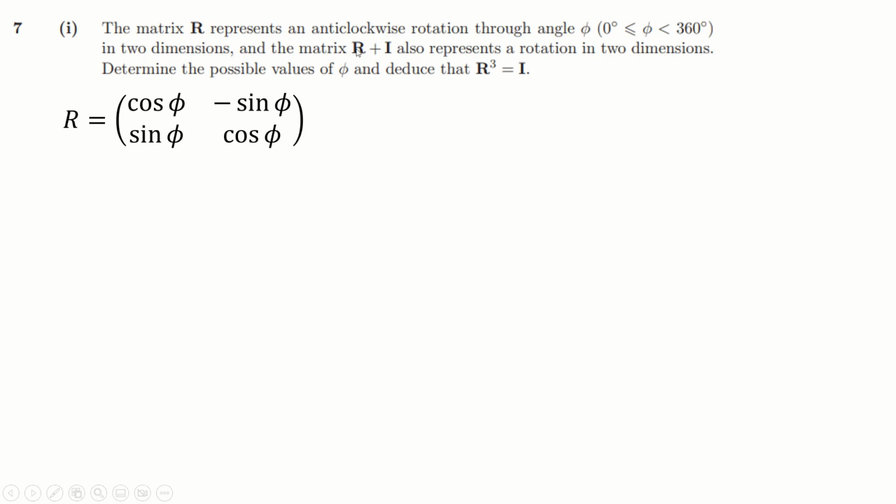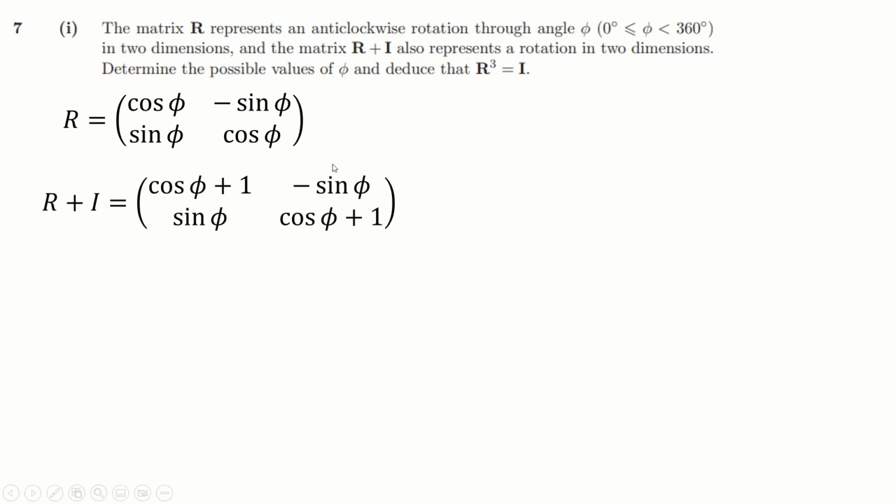And now when we do R plus I, now remember I is 1, 0, 0, 1. So when you add that to this matrix, you only add ones to the leading diagonal here, because it's 1, 0, 0, 1. You don't add anything to these two terms. So we end up with this. Now that still has to apparently be a rotation. So it still has to be something like this, the classic anti-clockwise rotation.